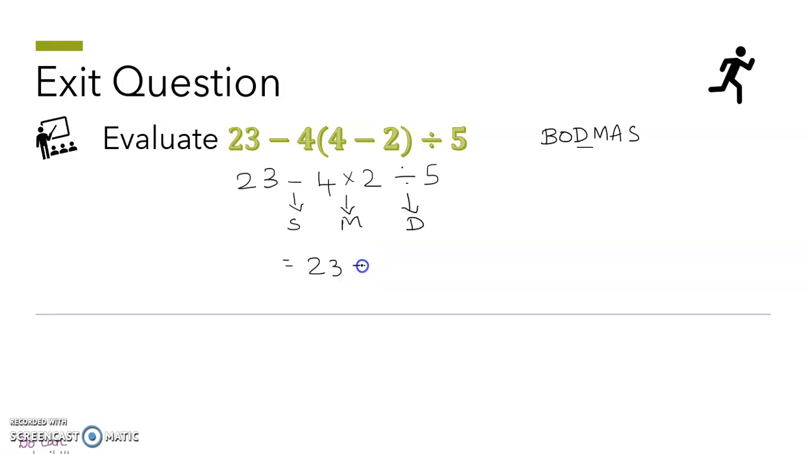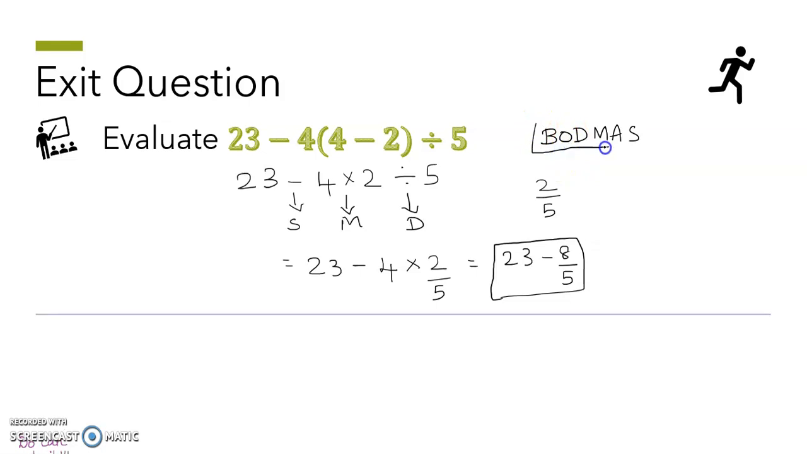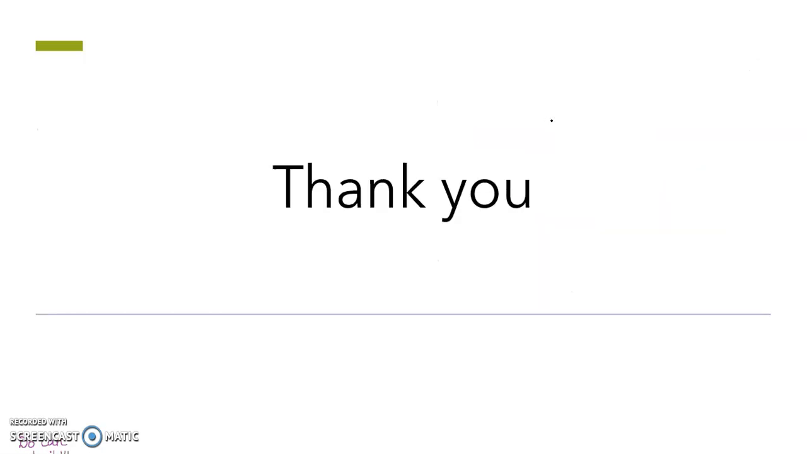So which is equal to 23 minus 4, and what is 2 divided by 5? 1 over 2 divided by 5. You can write as 2 over 5. And so now you can simplify this. 23 minus 8 over 5. So this would be your answer. If you want to simplify this further, you can. So the main concept here is to understand the BODMAS rule. So thank you.